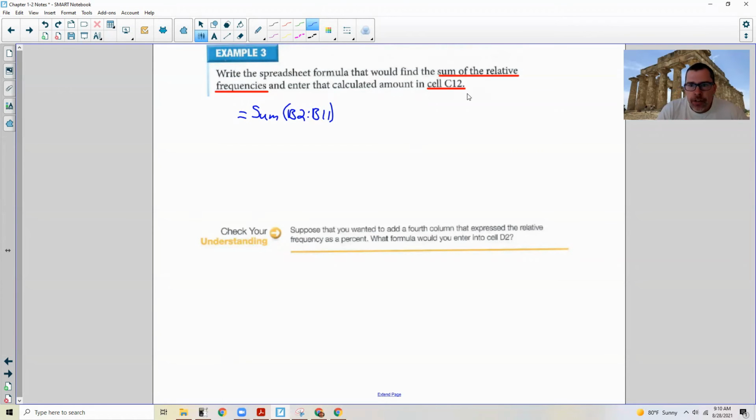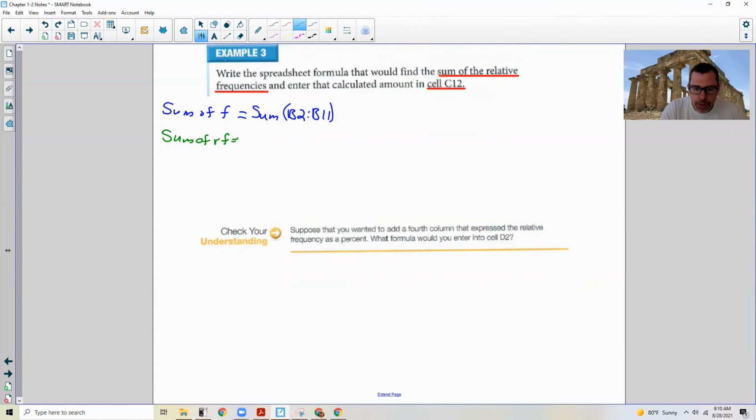So did I answer that? The sum of the relative frequencies. Okay, that is not the sum of the relative frequencies. That was the sum of the frequencies. So let me just leave that there. This is the sum of frequencies, not the relative frequencies. Now we're going to do the sum of the relative frequencies.